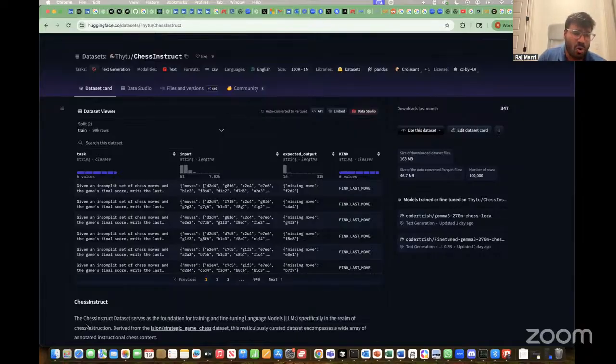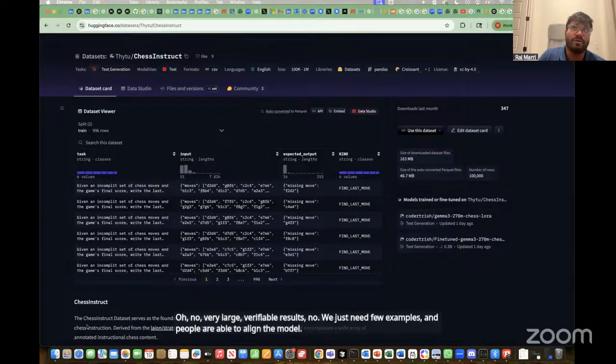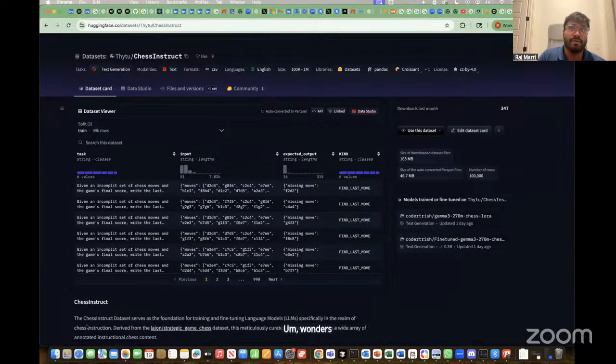No, you don't need very large verifiable results. We just need a few examples, and people are able to align the model using reinforcement learning with verifiable rewards. They were able to do that with very few examples, maybe 1,000 examples to converge, because reinforcement learning is doing wonders now with verifiable rewards. But as I said, it has to be a verifiable reward.